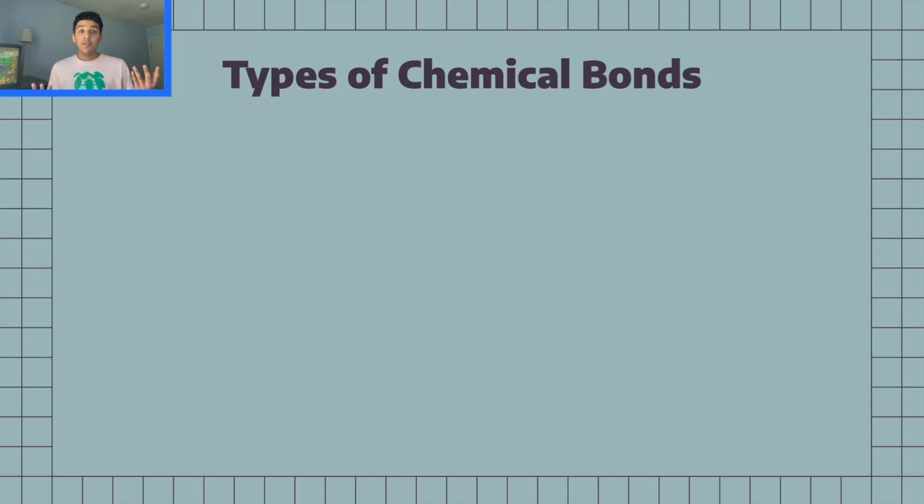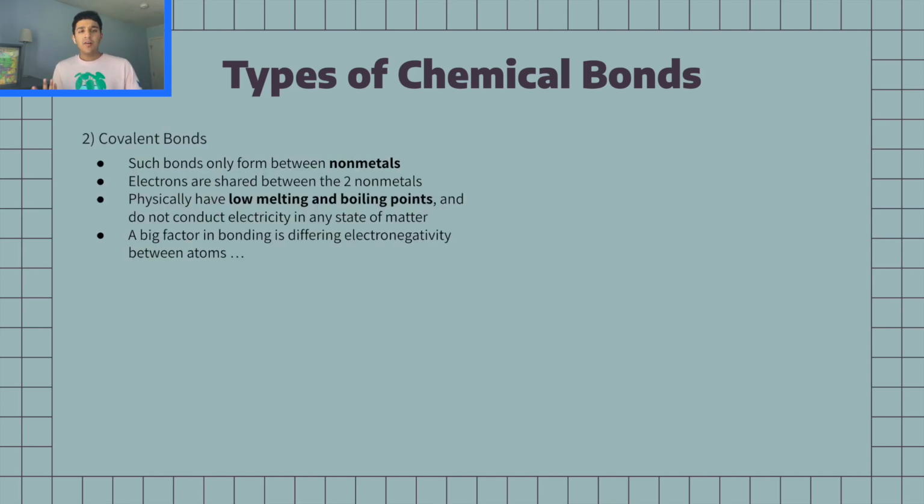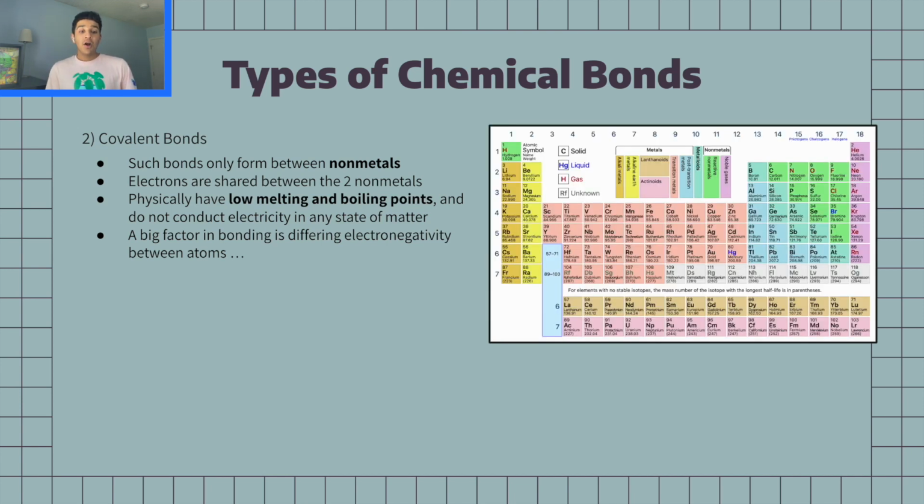Next, we have covalent bonds. Covalent bonds are kind of the exact opposite of ionic bonds in some ways in that they only form between 2 nonmetals, and also that instead of transferring electrons from one atom to the other, they tend to share electrons, right? So you can think of covalent bonds as this teamworky kind of bond, right? Moving on to physical characteristics, they tend to have a relatively low boiling and melting point as compared to ionic solids, and also they cannot conduct electricity in any state of matter whatsoever, right?